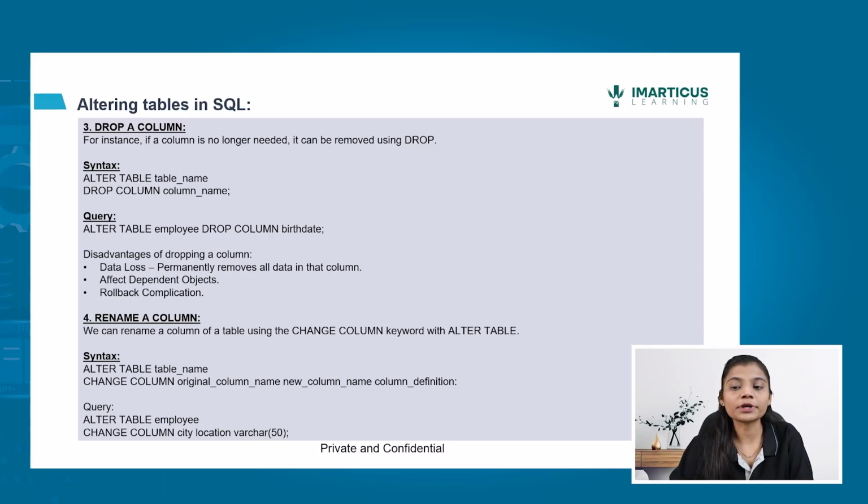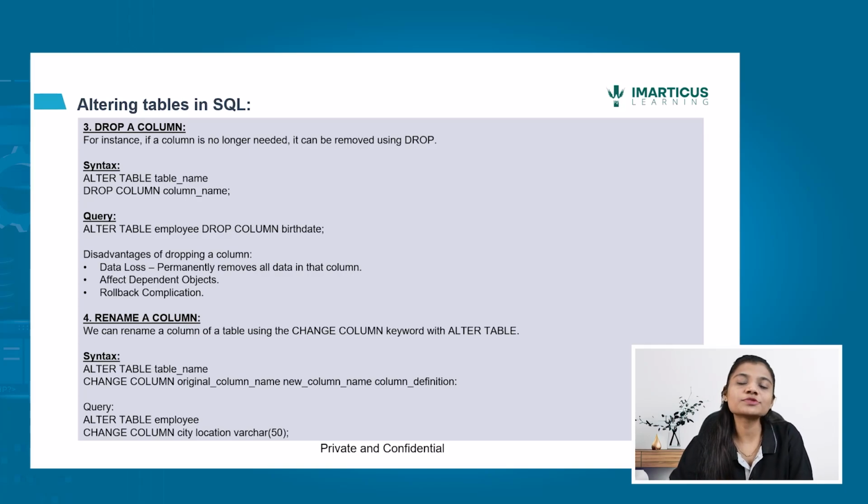Disadvantages of dropping a column. First is data loss. Obviously, it's a part of your DDL statement, so you cannot get back the data which has gone. It permanently removes all the data in that particular column. Next, effect on dependent objects. If I have created a relation between two tables and I'm dropping one column related to some other table, it can affect the relation and an error could be seen. Rollback complication. When you drop a particular column, you cannot undo, which means you cannot roll back as the statements are permanently stored. That is one of the complications drop column can face.